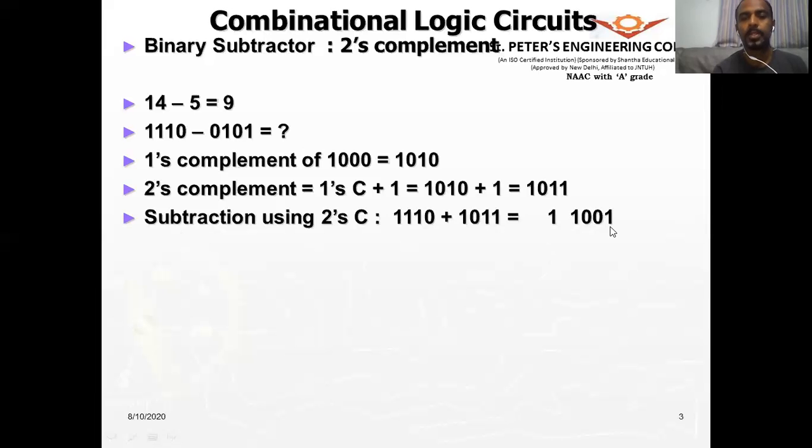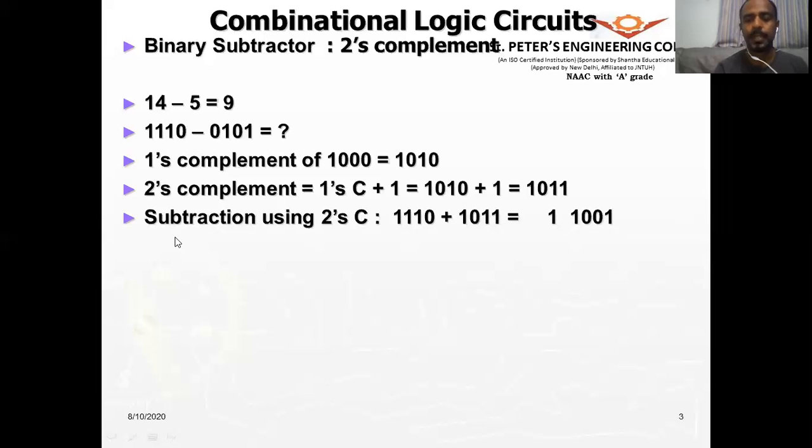Okay, so what is the binary equivalent of 9? 1, 0, 1, 1. So you see that I have got 1, 0, 1, 1. So therefore, the answer is correct. So you have to simply ignore the carry. We will not take the carry into consideration. We'll take only the result of the 2's complement addition, or actually what we are talking about is a subtraction.